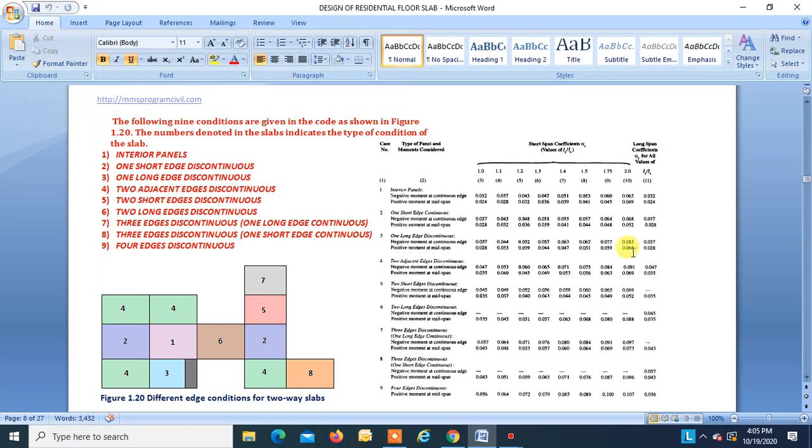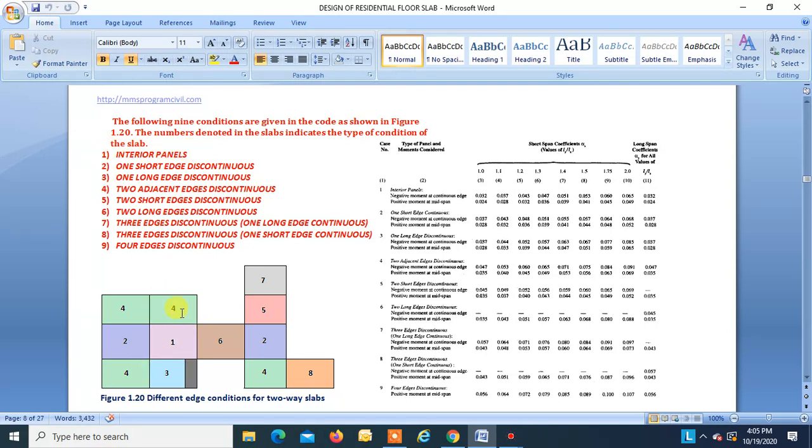Okay, from here, according to the condition of the boundaries of the slab, we have to select the particular panel, and we have to choose the coefficients alpha x positive, alpha x negative, alpha y positive, alpha y negative. Now, first, let us see. First condition is interior panel. Number one.